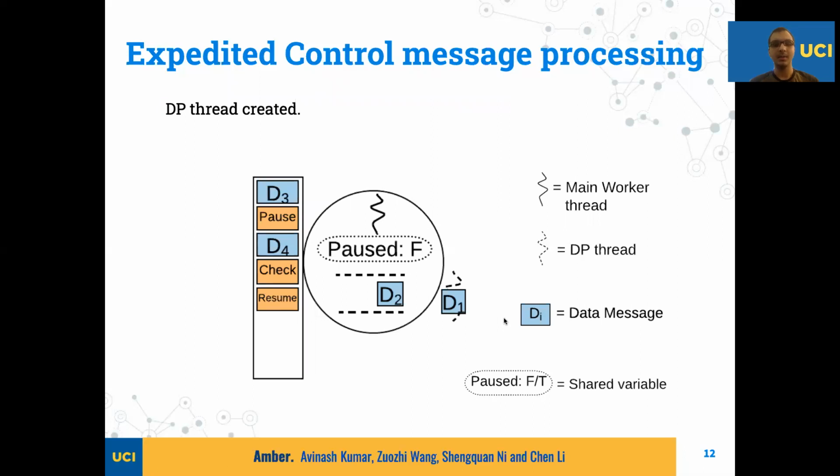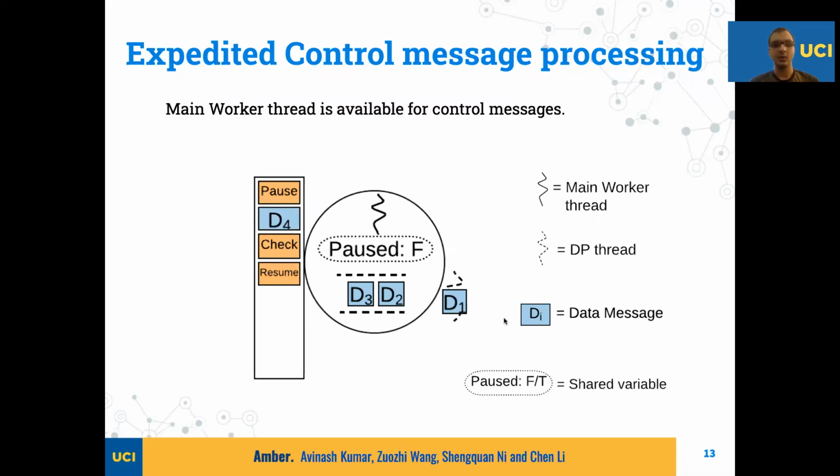The incoming data messages are put in an internal queue from where they are fed one by one into the data processing thread. This leaves the main actor thread free to handle control messages. When pause happens, the data processing thread saves its state inside the actor and quits.